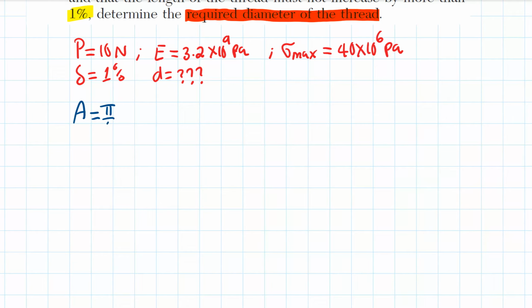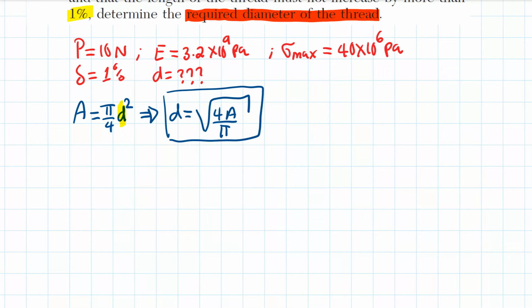So the goal in here is to find our diameter. So let's solve for the diameter. Diameter equals the square root of 4 times area divided by pi, and that will be the equation that you will use. And here we need to find the area in order to find the diameter.